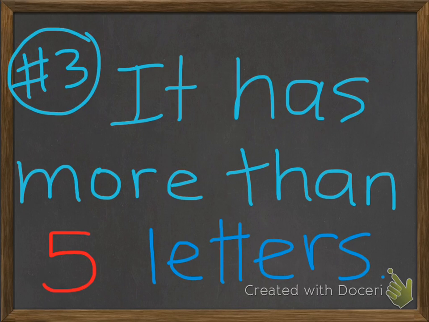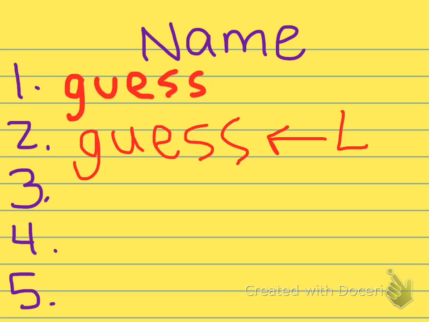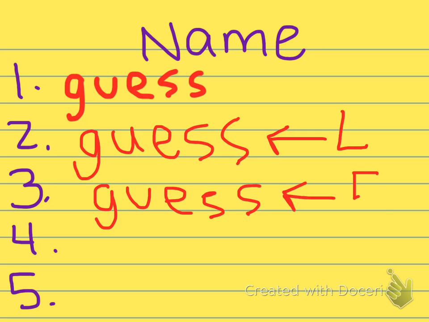Clue number 3, it has more than 5 letters. Look at your guess for number 2. Count the letters. If your guess for number 2 has more than 5 letters, write the word again for number 3. But if your guess does not have more than 5 letters, you need to look at the word wall and find one. Find a word that has an L and has more than 5 letters. Write your new guess, or the same guess if you had a good one, for number 3. Pause the video if you need more time. Look at the word wall. Has an L, more than 5 letters.